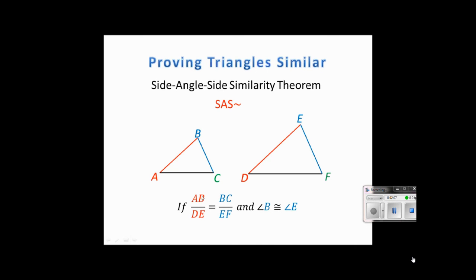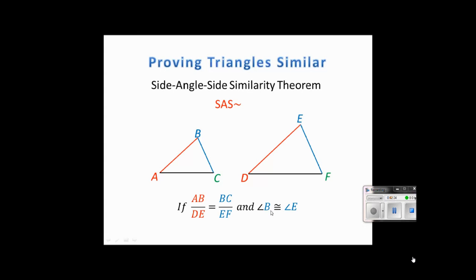Putting this in a statement, if AB over DE, where I take segment AB and segment DE and set it up as a fraction and reduce that, and I take segment BC and EF and reduce that, if these both have the same ratio or scale factor, then that's enough to prove that these triangles are similar.